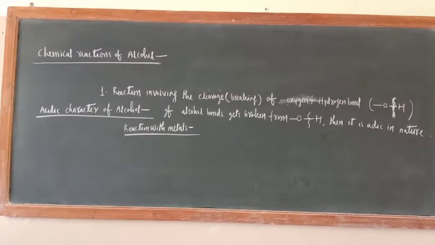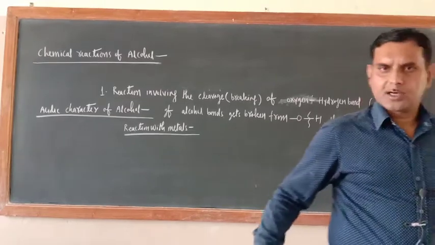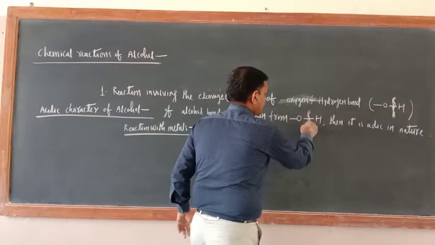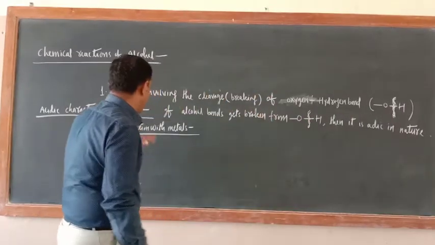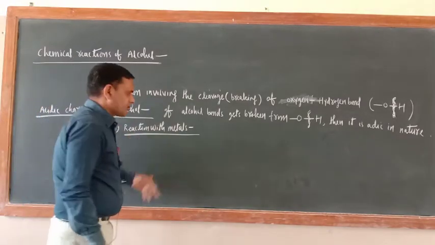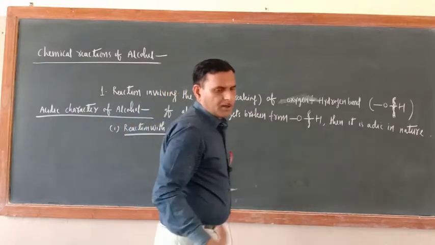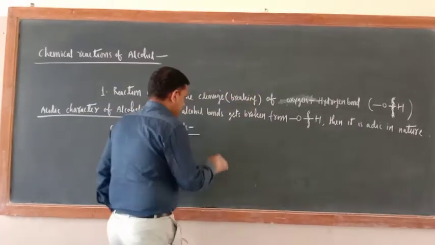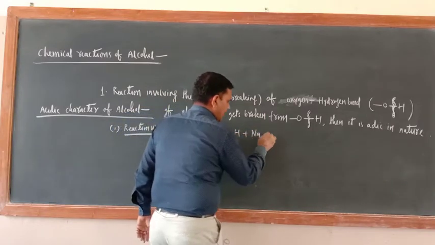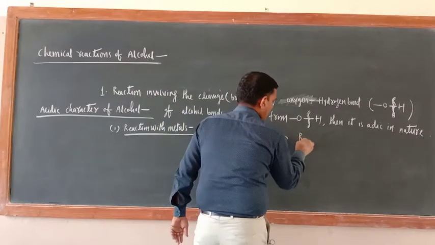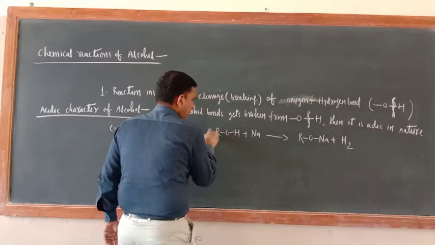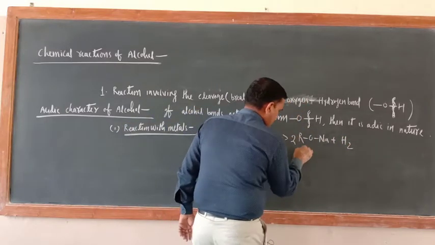Okay, just see, acidic character of alcohol. So if the alcohol bond gets broken from here, OH, this one, then it is acidic in nature. So now if it is acidic in nature, it must react with the metals. So just see, take one particular alcohol. We'll take the NCERT reaction only, ROH plus Na. Then what is the product here? RONa plus H2. Okay, 2ROH.